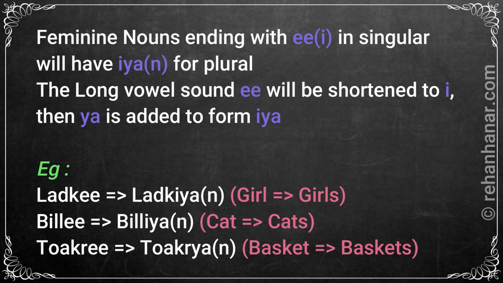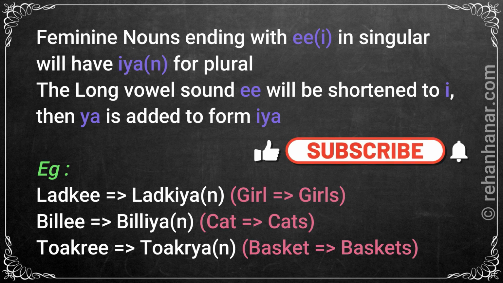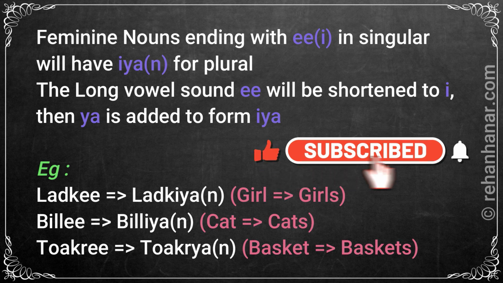The long vowel sound e will be shortened to i. Then ya is added. For example, ladki, ladkiya, billi, billiya, tokri, tokriya, dali, daliya.